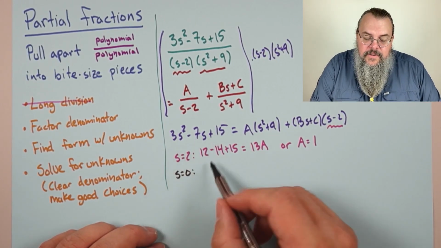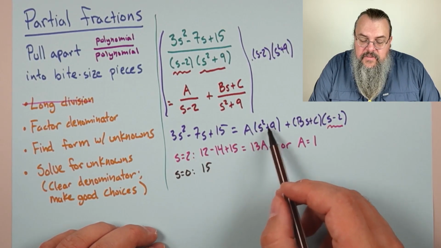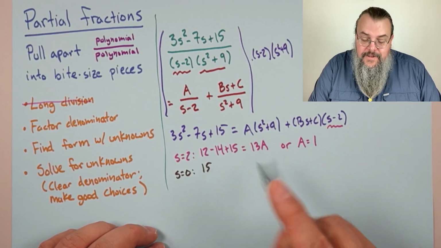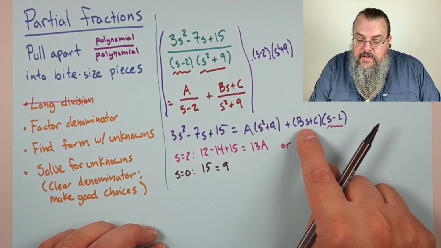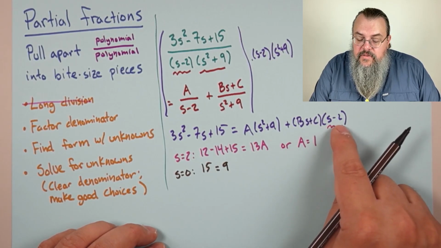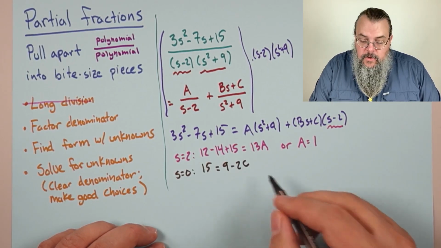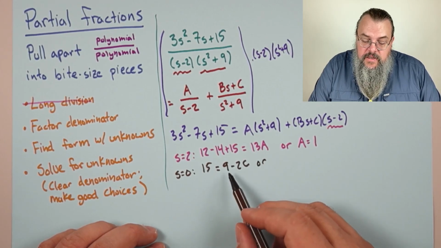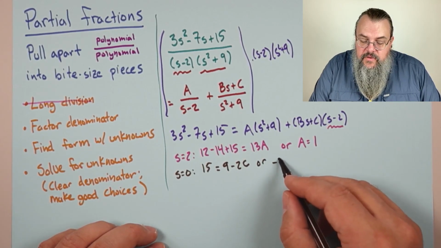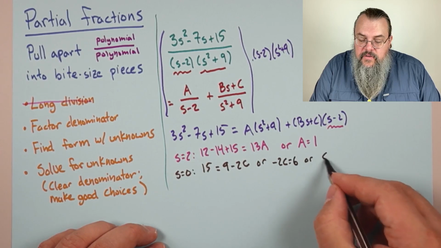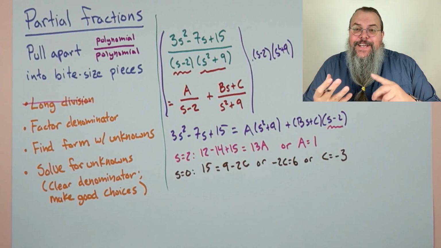All right, 0, 0, 15. We have 0 plus 9 is 9, 9a. But wait, we know a, so 15 equals 9. And then here we get 0 plus c, so that's c, and 0 minus 2 is minus 2. So 9 minus 2c. What does that say? 15 subtract 9 would be 6. So minus 2c equals 6, or c equals negative 3. All right, so now we found a and we found c.